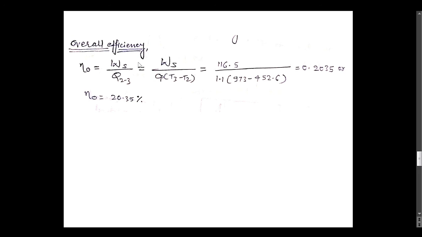Now the overall efficiency is equal to the specific output, that is the net work, divided by the heat supplied. That is Ws upon Cp into T3 minus T2. By keeping these values, we got 0.2035, meaning 20.35%. That is the overall efficiency.